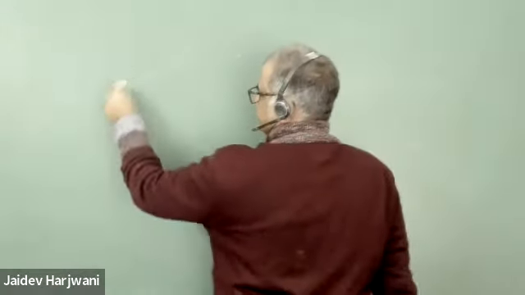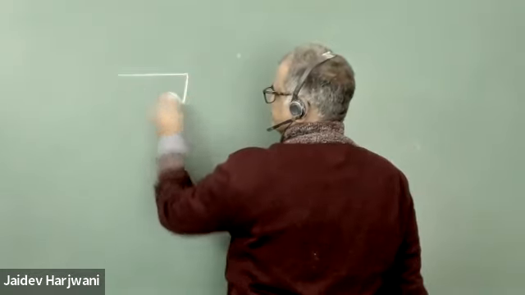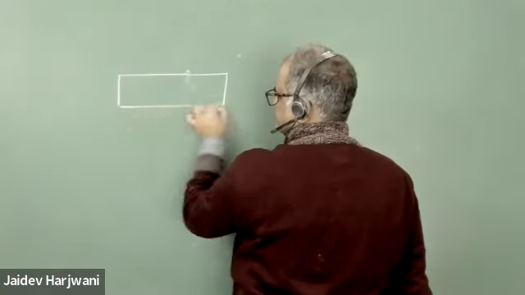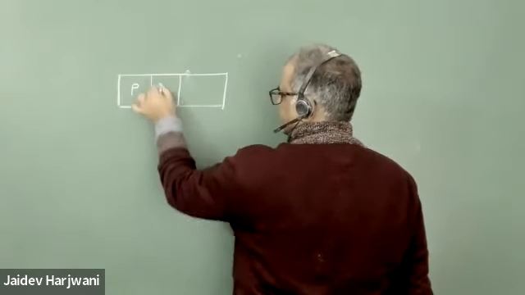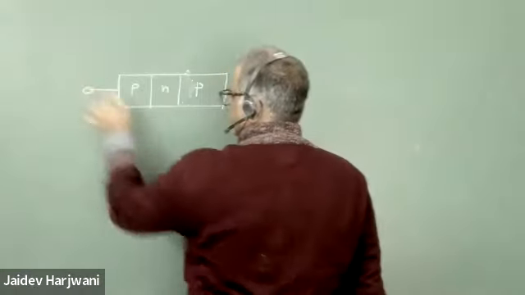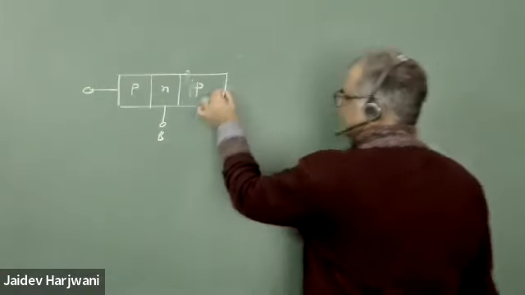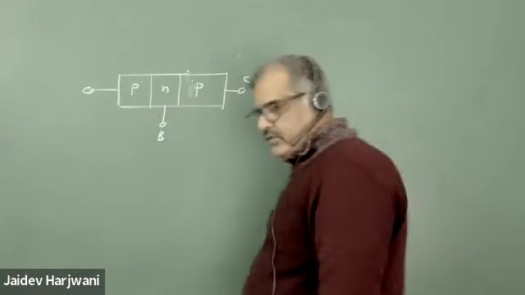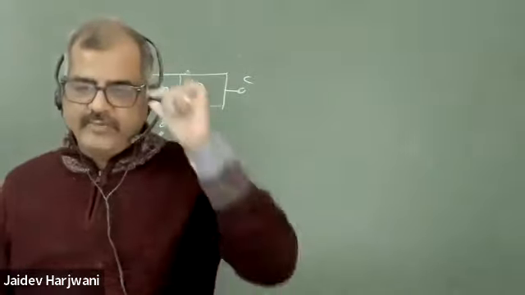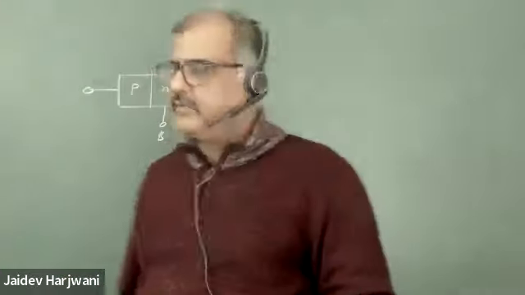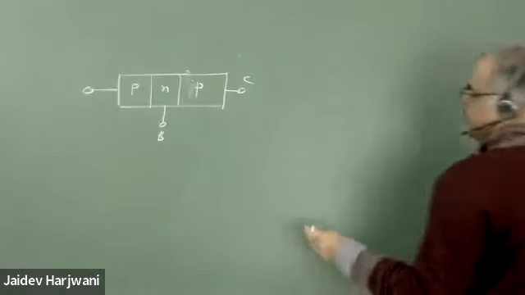For example, if I take a PNP transistor, a transistor has three terminals. As I already discussed, this is the base and this is the collector. So in order to give the biasing, we need to make one terminal a common terminal. We need to ground one terminal. So based on this, there are three configurations.